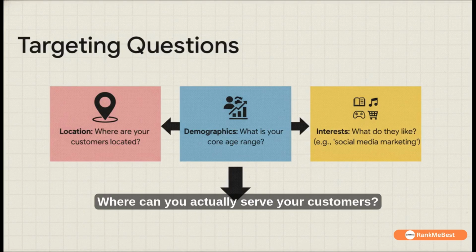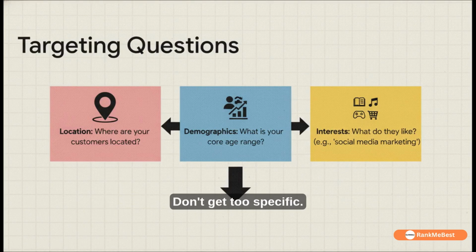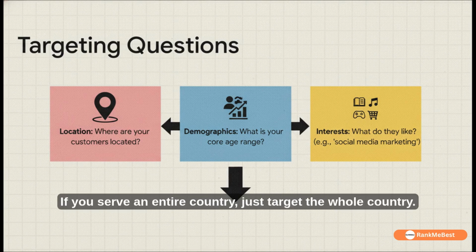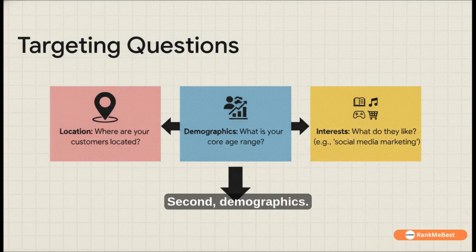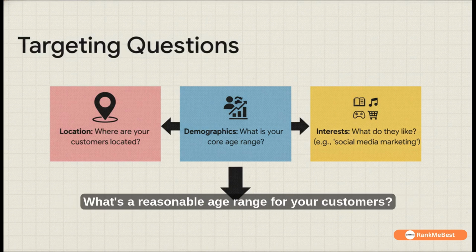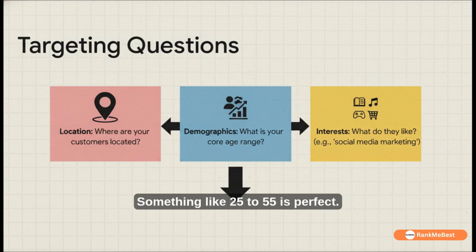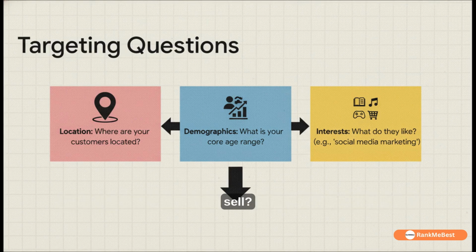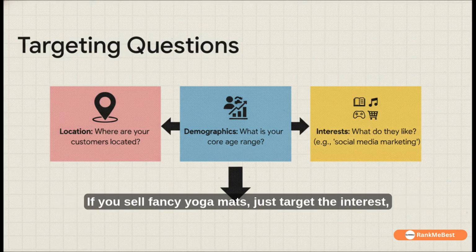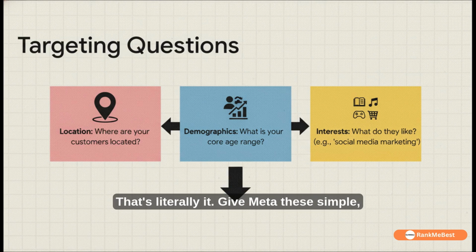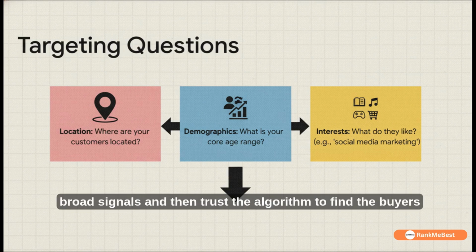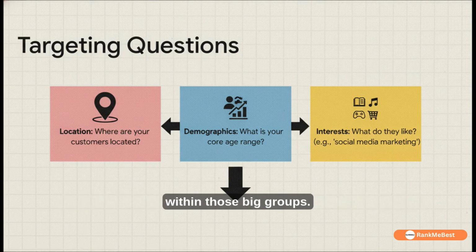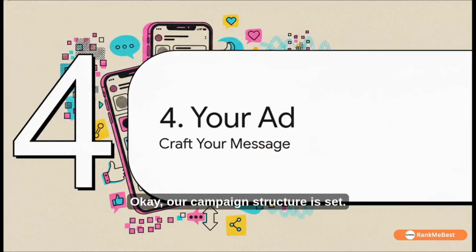First, location. Where can you actually serve your customers? Don't get too specific. If you serve an entire country, just target the whole country. Give the algorithm the biggest playground you possibly can. Second, demographics. What's a reasonable age range for your customers? Again, go broad. Something like 25 to 55 is perfect. And third, interests. What's one obvious thing they're into that's related to what you sell? If you sell fancy yoga mats, just target the interest, yoga. That's literally it. Give Meta these simple, broad signals and then trust the algorithm to find the buyers within those big groups.